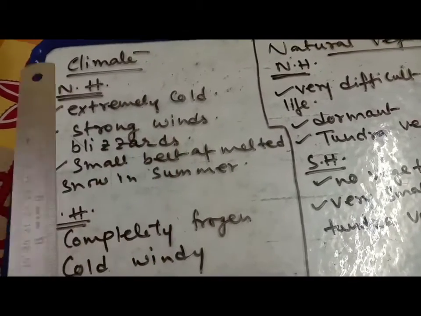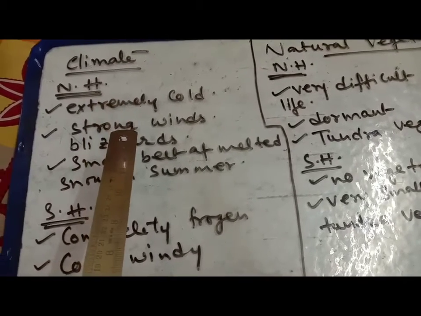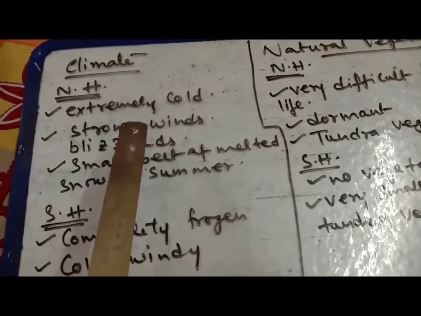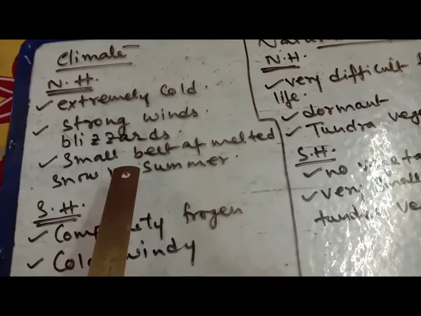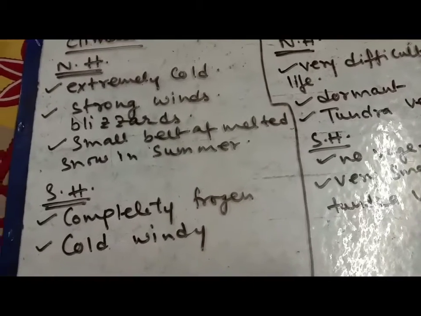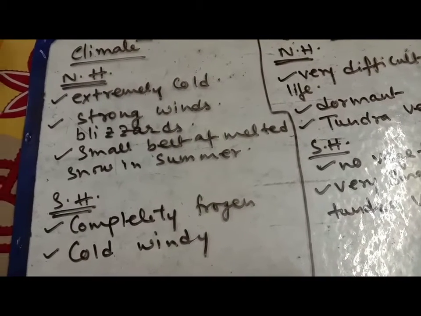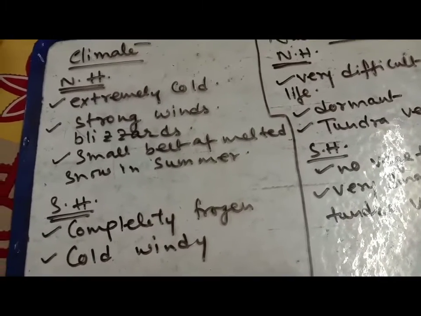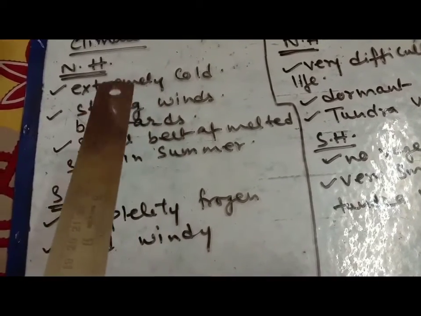Second, strong winds. Strong winds are blowing here. And blizzard. Blizzard means snowstorms, and we get these blizzards only in the winter season. And third, a small belt of melted snow in summer. In the summer season, in some parts of Europe, Asia, and North America, there is a small belt of melted snow. So all this we get to see in the northern hemisphere.